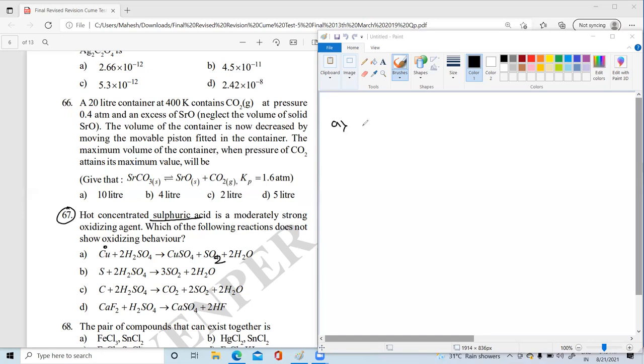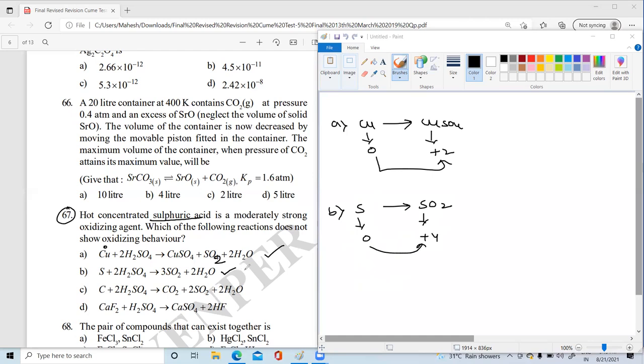In equation A, Cu is converted into CuSO4, students. So the oxidation state is changing from 0 to +2, so it is acting as an oxidizing agent in equation number 1. In equation number 2, sulfur is converted to sulfur dioxide, students, so from 0 to +4 oxidation state. This is oxidation, so it is acting as an oxidizing agent here also. In option C, carbon is converted to carbon dioxide, students. Here it is 0 going to +4, so here also it is acting as an oxidizing agent.